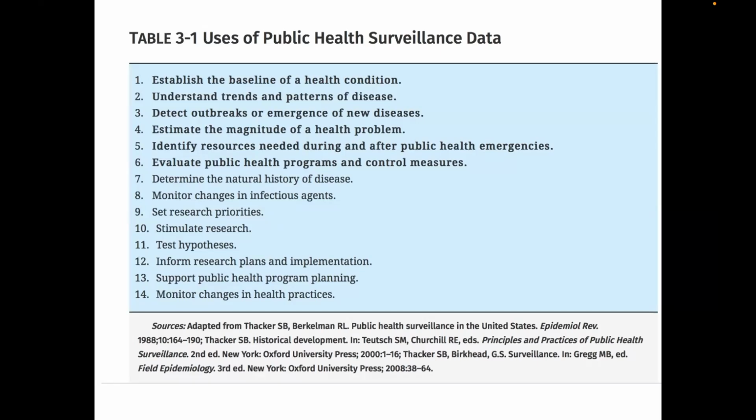set research priorities, because public health surveillance data is a rich source of information which can be used as a stepladder for research. Once there's research in place, we now test the hypothesis. We now carry out research plans, implement, and we now support public health programming. And lastly, monitor changes in health practices. So as you can see, public health surveillance data is very crucial.